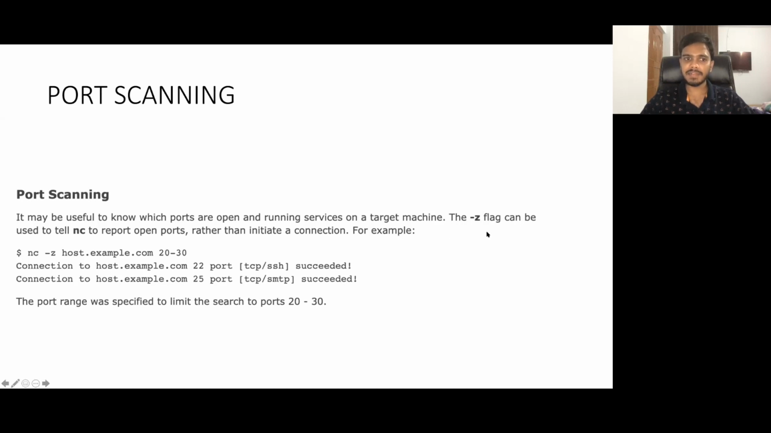The -z flag can be used to tell NC to report open ports rather than initiate a connection. So we are not going to initiate a connection. We just want to know which ports are open. So you can see the example. Let's do one thing. Let's follow this format here.